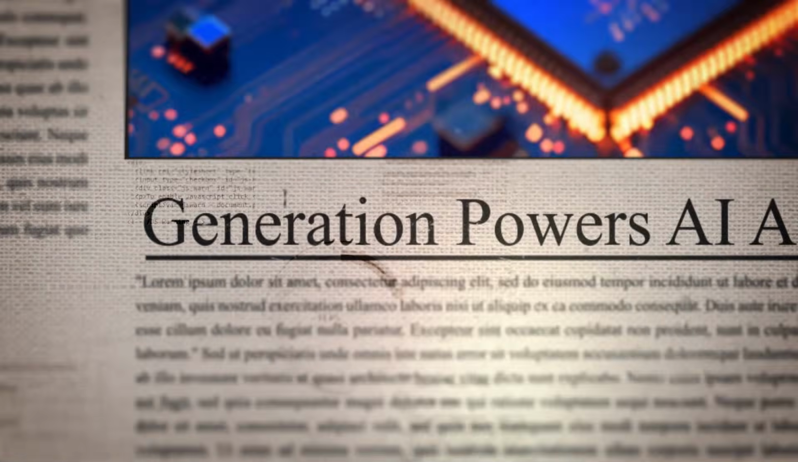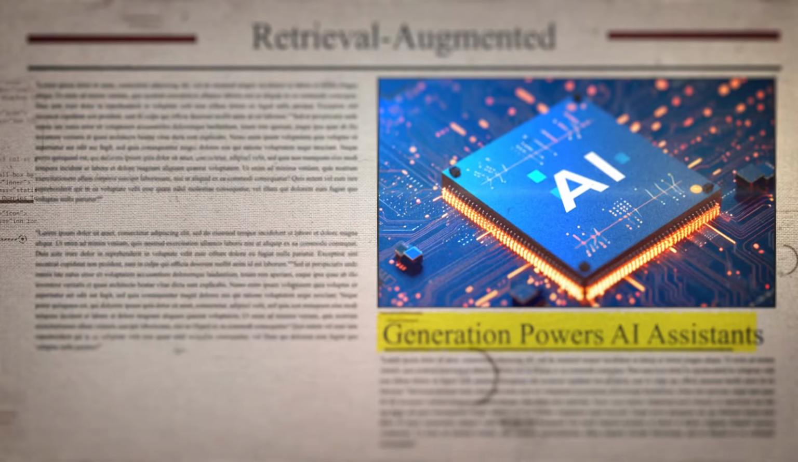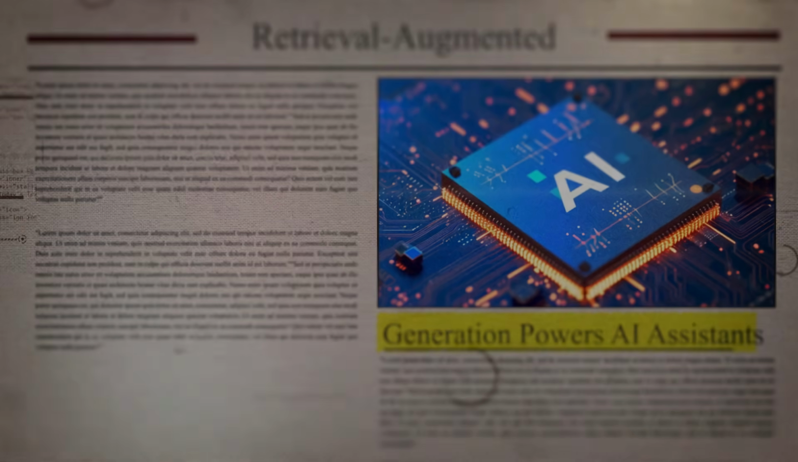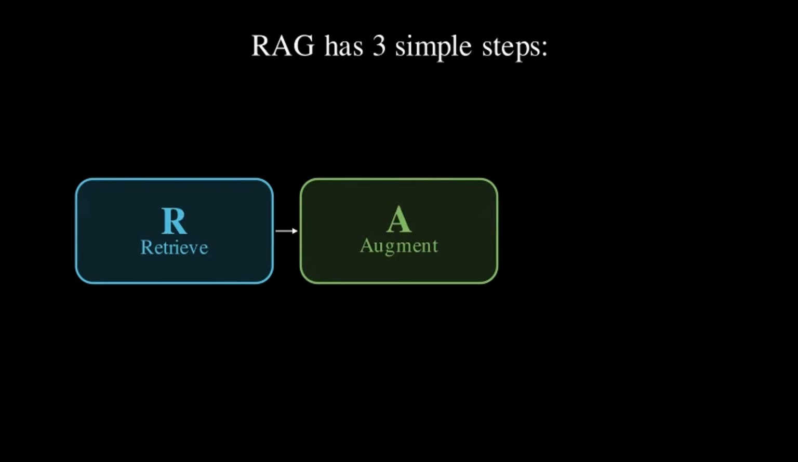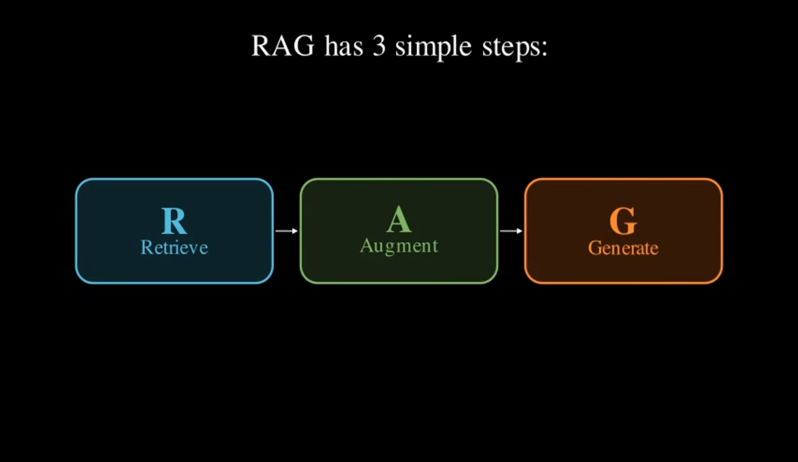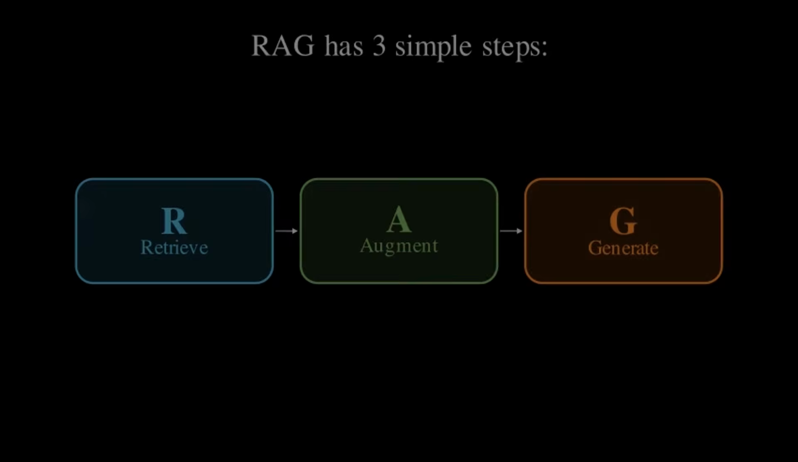So now that you know why RAG exists, how does it actually work? Well, RAG has three simple steps, and fortunately, it's right there in the name: retrieve, augment, and generate. Yes, that's literally where the name comes from. Let's break each one down.